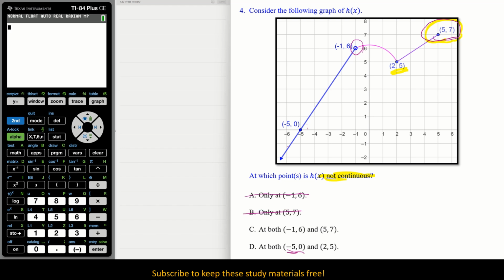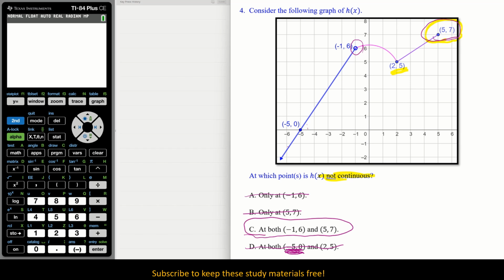And this can't work because we see that D doesn't work, because -5, 0 is super obvious that it's continuous. That's just the textbook classic definition. And so then the only two things that work for us are C.